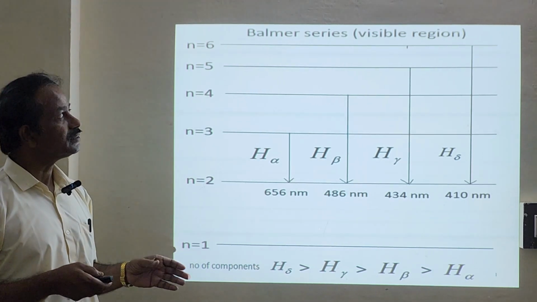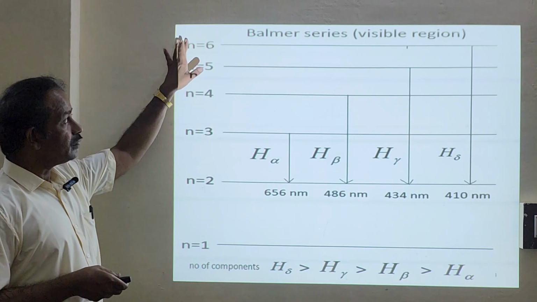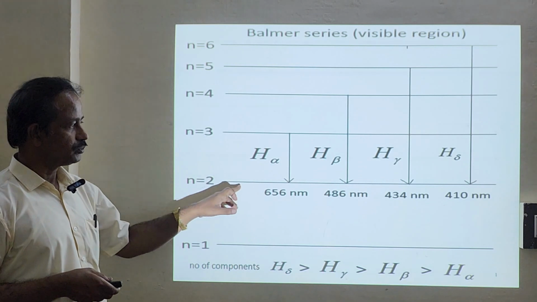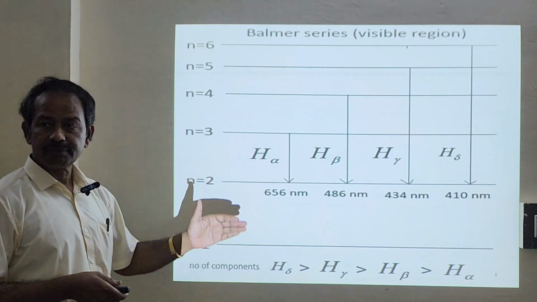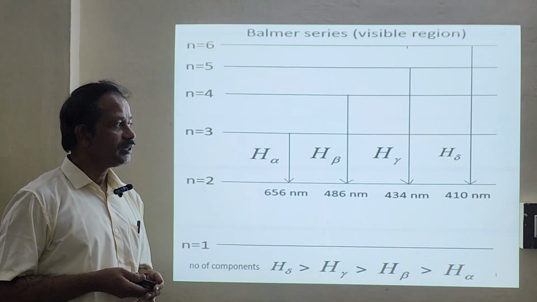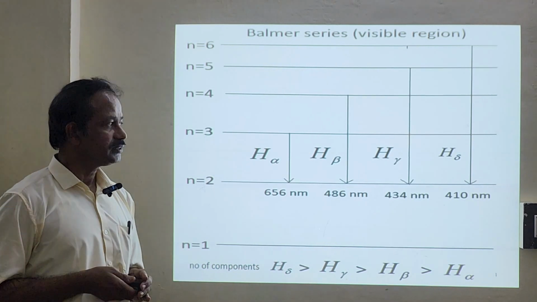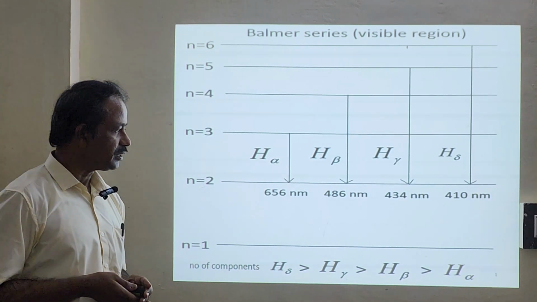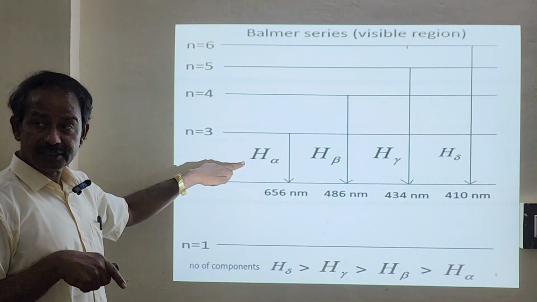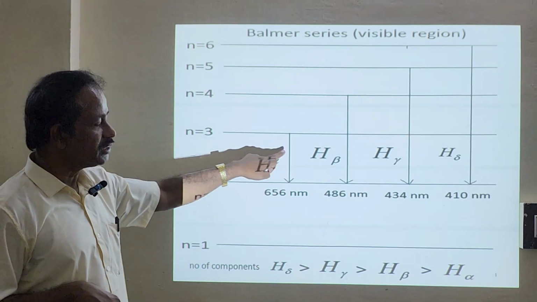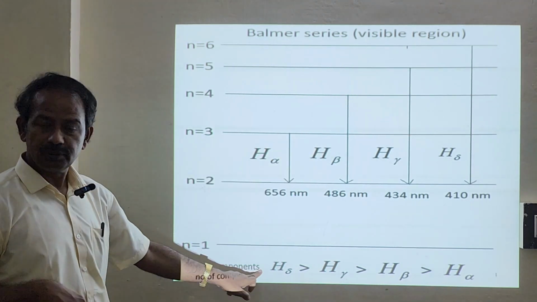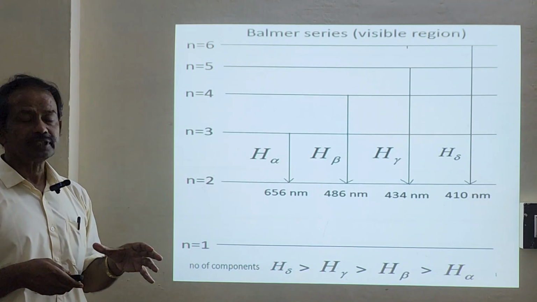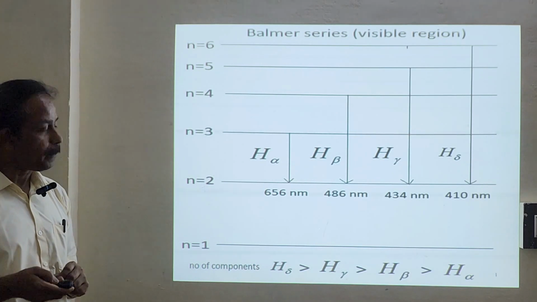The Balmer series is in the visible region, with lines coming from many levels down to n equals 2. There are a few lines: H alpha, H beta, H gamma, H delta. They are all fine structure views for different wavelengths. The number of components for H alpha is very small, H beta has more, and H delta has even more components. So the Stark effect will be observed perfectly here.